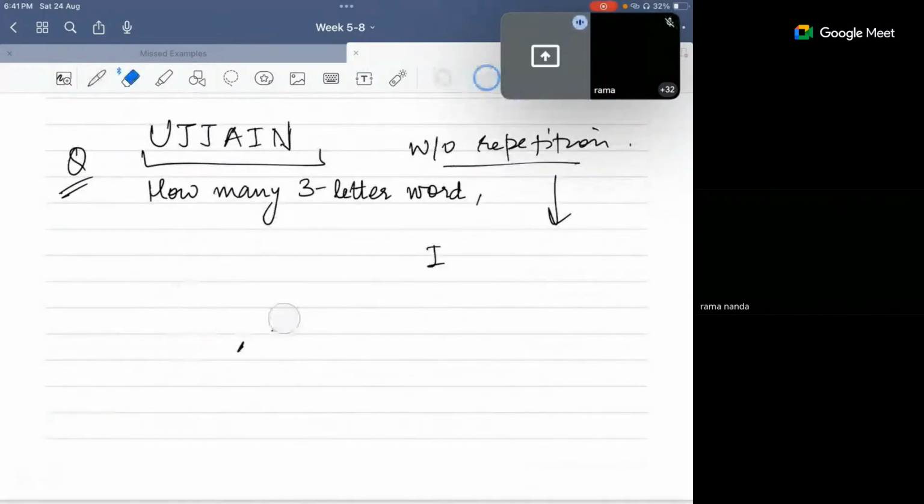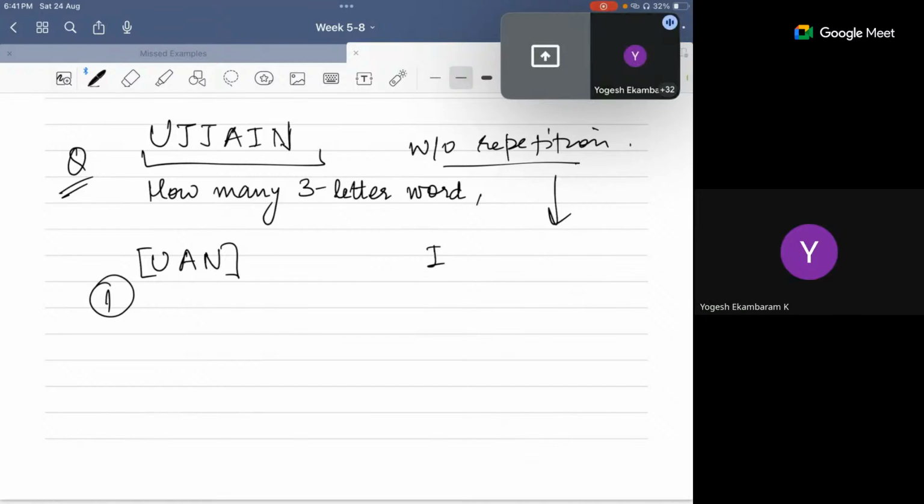So one case you can make like this. The first case is where J is not used at all, you are just using the remaining letters. So you are left with U, A, N, only these three letters. The second case can be J is used only once to form the three letter word.